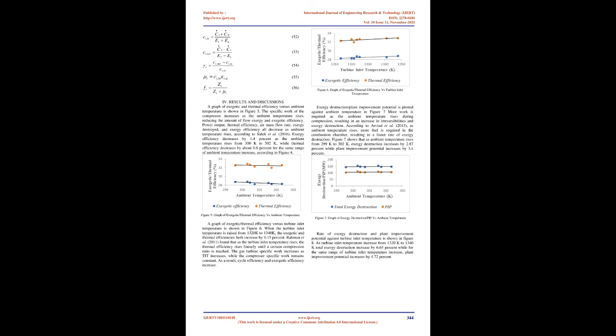Exergy efficiency decreases by 1.4% as the ambient temperature rises from 300 K to 302 K, while thermal efficiency decreases by about 0.6% for the same range of ambient temperature increase, according to Figure 4.